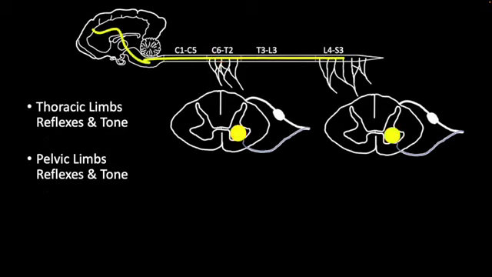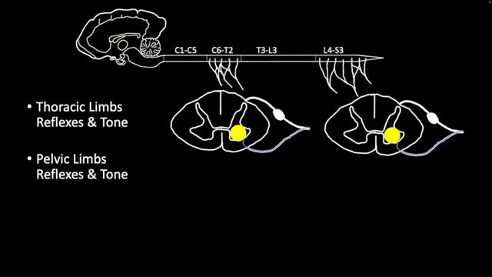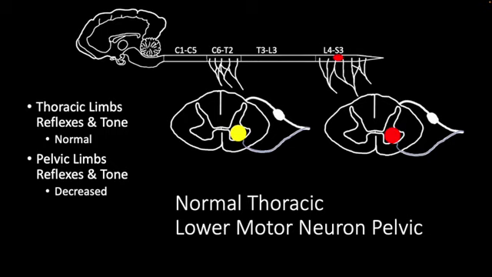Continuing down the spinal cord, once again we have everything in harmony, the upper motor neurons communicating with the lower motor neurons. However, now there is a disruption in the T3-L3 region. The thoracic limbs are unaffected because there is no disruption to the lower or upper motor neuron. However, the pelvic limbs have lost the upper motor neuron signal, causing the reflexes and tone to be increased. So the patient has upper motor neuron signs in the pelvic limbs. Lastly is the L4-S3 myelopathy. A lesion to the lumbosacral intumescence will result in decreased to absent reflexes and tone in the pelvic limbs, and the thoracic limbs will be normal. In other words, the pelvic limbs have lower motor neuron signs.